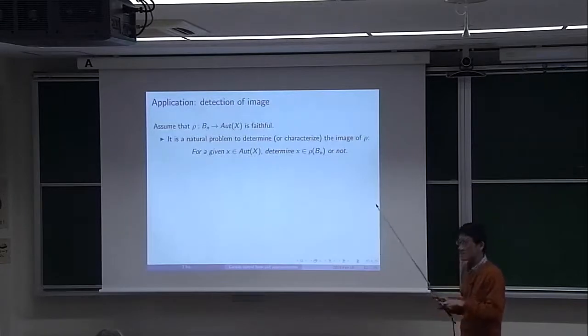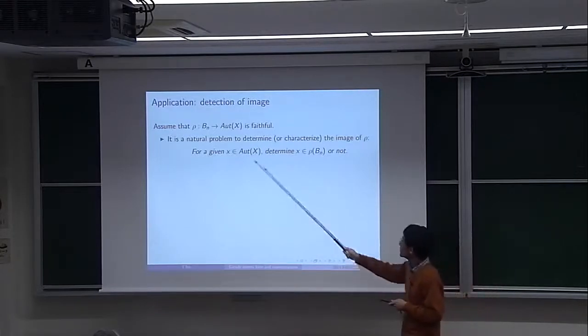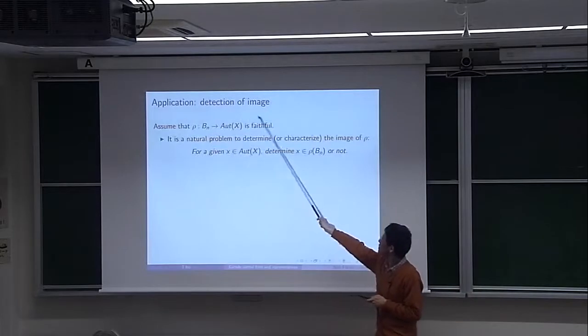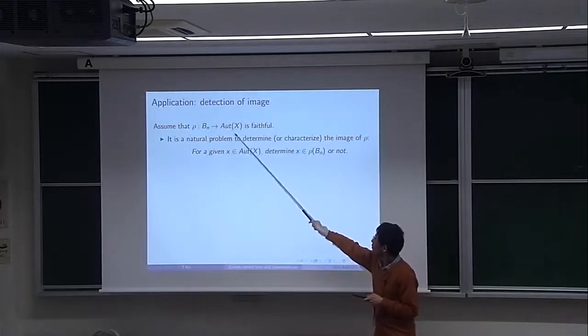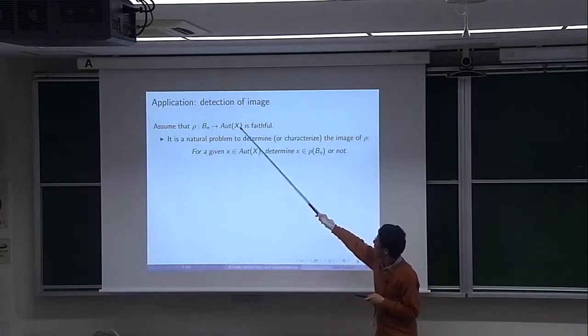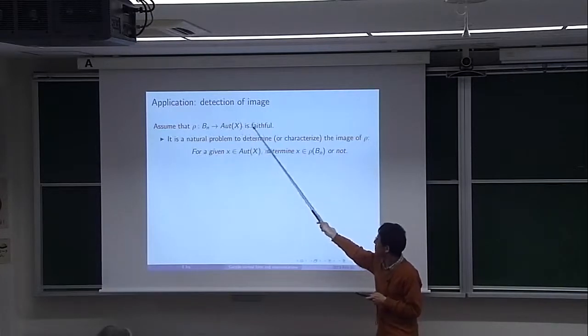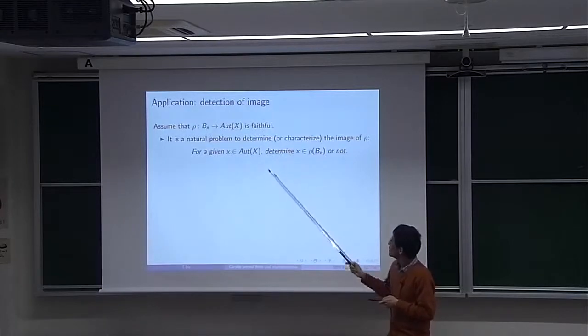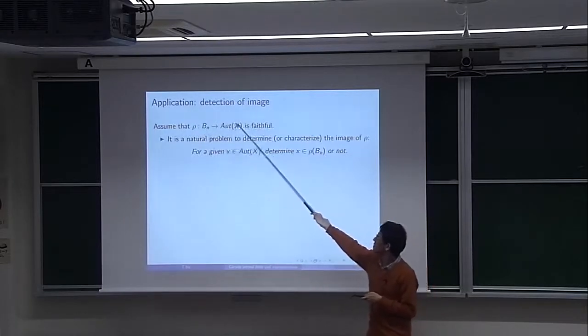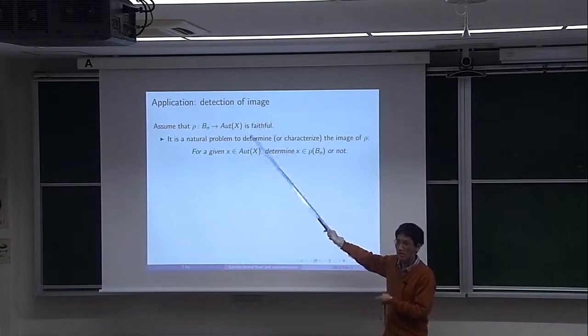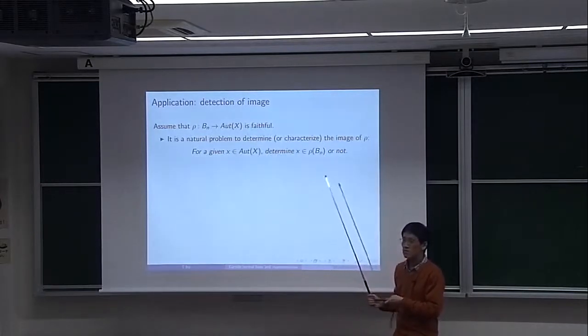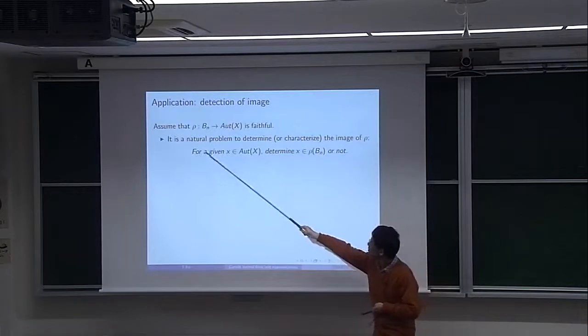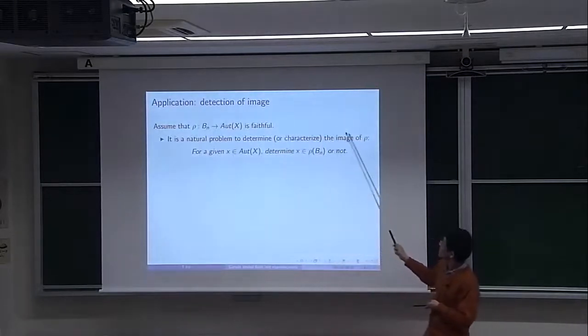Before explaining the detailed statement, why this is interesting and important. In general, assume that we have a faithful representation of some automorphism of some set or category, or some more general kind of representation. Faithful means that this representation is injective, so the kernel is trivial. Then we would like to know its image. So it is a natural problem to determine the image.